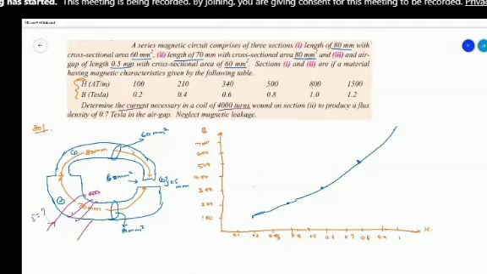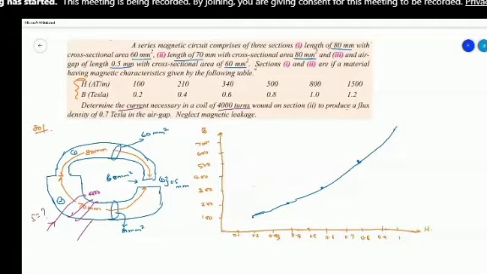Okay, so for example, section 1 has a length of 80 mm as I have marked here. This is section 1. So this is having length of 80 mm and it has a cross section area of 60 mm square. And then you have section 2 which has a length of 70 mm and a cross section area of 80 millimeter square. And then you have an air gap of length 0.5 mm. So all these 3 I have marked here.